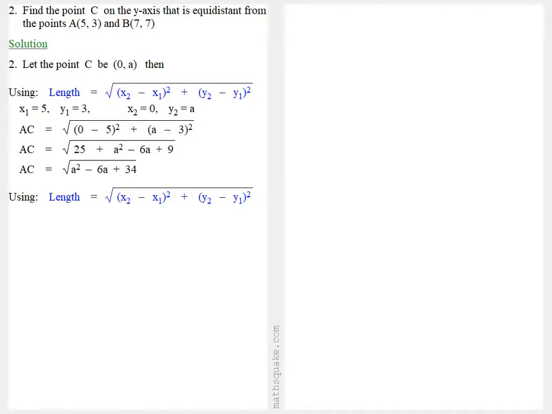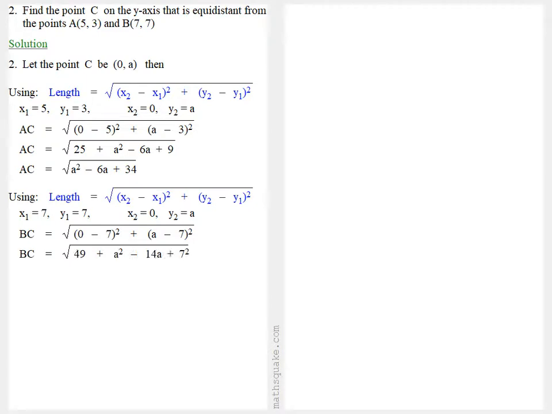Now if we get the length of BC, we've got x1 is 7, y1 is 7, x2 is 0, and y2 is a. So the length of BC is the square root of (0 minus 7) all squared plus (a minus 7) all squared, which is the square root of 49 plus a squared minus 14a plus 49, which simplifies to the square root of a squared minus 14a plus 98.